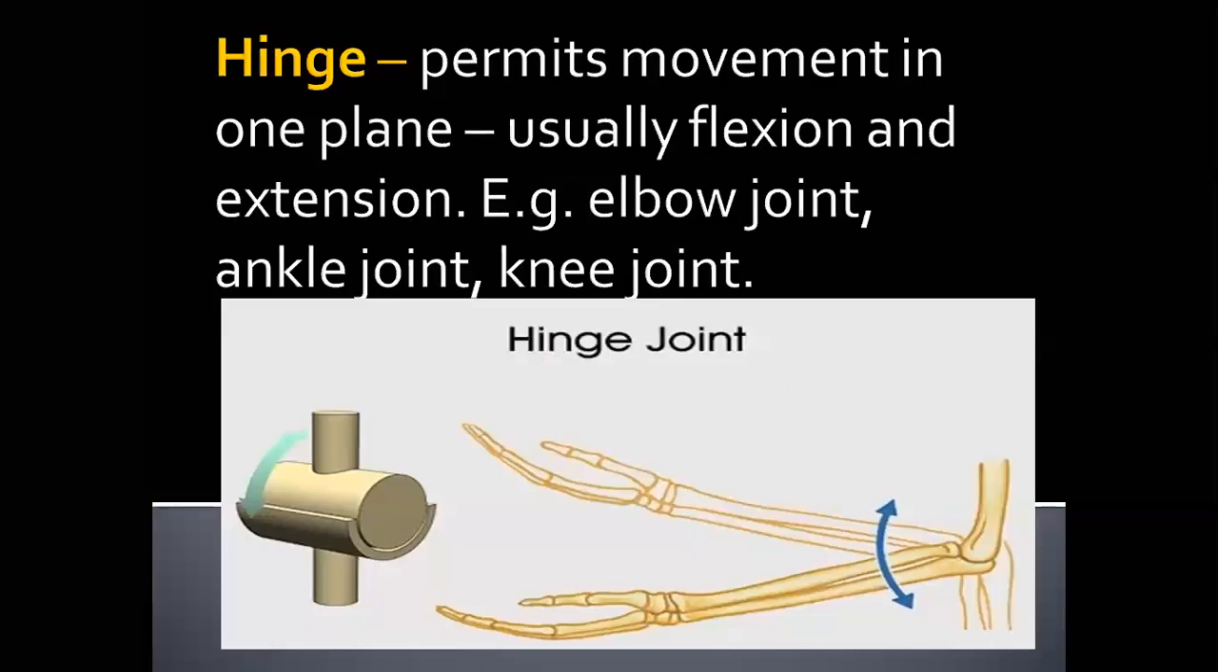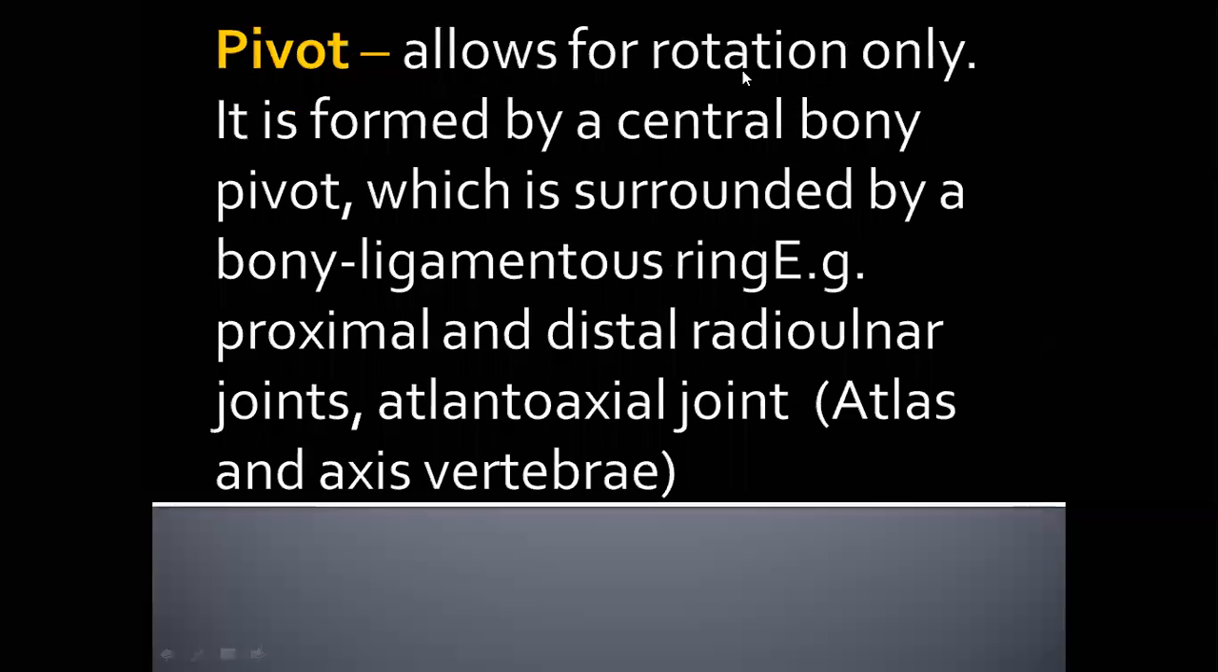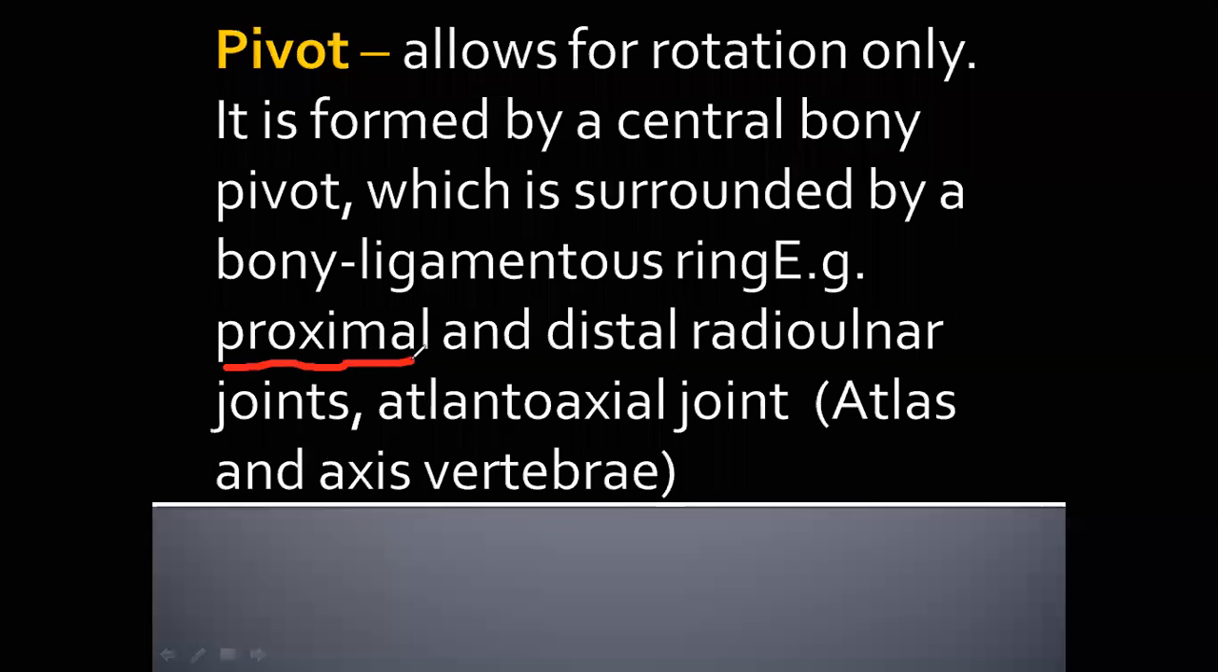So it is the hinge joint. A pivot joint allows for rotation only. It is formed by a central bony pivot which is surrounded by a bony ligamentous ring. Examples are the proximal and distal radio-ulnar joints and the atlantoaxial joint. Proximal means the upper part of the radius and ulna, which are present in our forearm below the elbow. And distal radio-ulnar means the lower part of the radius and ulna.